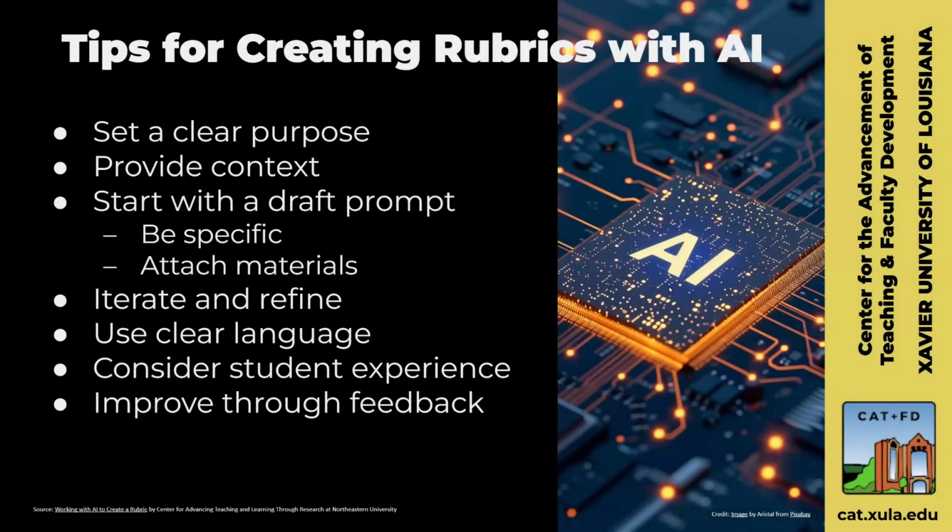So here's some tips for creating rubrics with AI. Have a clear purpose, as I mentioned before. Have some context. Start with the draft prompt, be specific. Attach materials. Refine and iterate. Consider the student and how the student experience would be, and then improve through feedback. And this information came from working with AI to create a rubric from the Center for Advancing Teaching and Learning through research at Northeastern University.